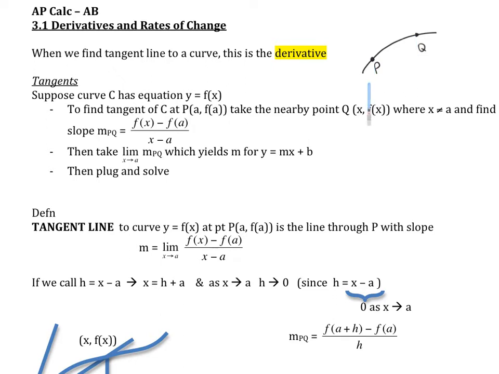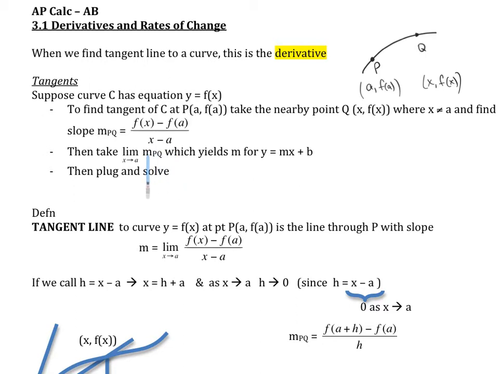We said that this is at A comma f of A. So let me write that down. This is at A comma f of A. And this right here would be at x comma f of x. And then we said that we needed to find the slope, so we said f of x minus f of a over x minus a, and we had to find this slope from P to Q. We are going to take Q and put it as close to P as possible, so we're finding the limit as x goes to a of the slope from P to Q.